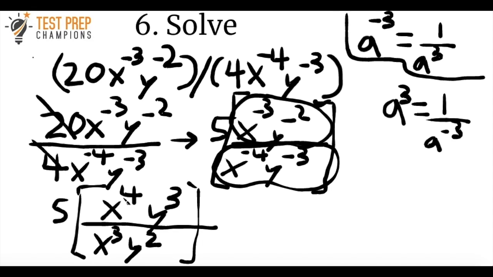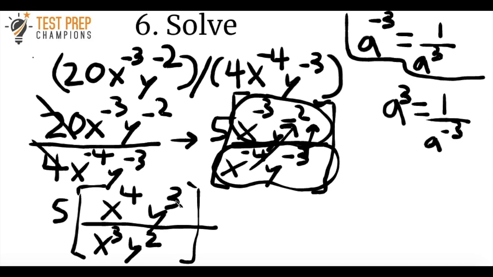So now we've got x raised to the positive 4 times y raised to the positive 3, and that's divided by x raised to the positive 3 times y raised to the positive 2. All right, so again, hopefully you see what we did here. In the denominator, we had x raised to the negative 4. We brought that up into the numerator. That becomes x raised to the positive 4. Same with this y raised to the negative 3. We brought that up into our numerator, and that's why we have this y raised to the positive 3.